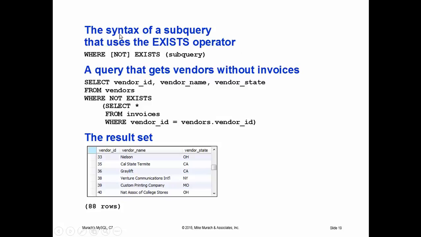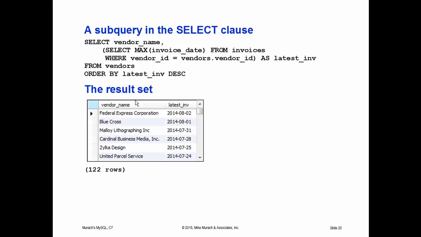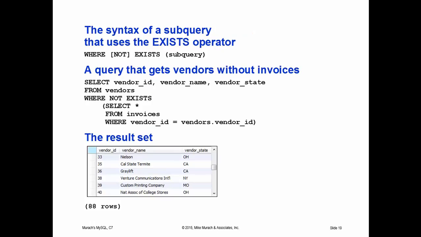All right, the syntax of a subquery that uses the exists operator. So in other words, select star from invoices where vendors, and so on. So there's the result set. Okay, but where not exists, again, I'm trying to think of the best way to explain all this stuff to you, and I'm to the point right now where I think I am going to have to go back and see how they explained it in the book.